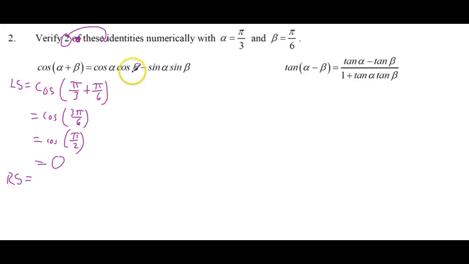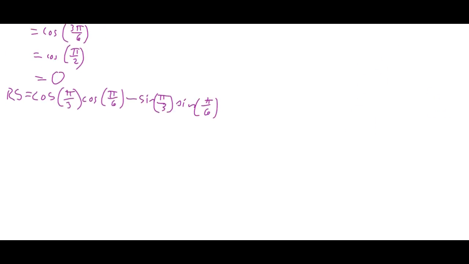So the right side is cos alpha. I do have to get my pen positioned on the tablet. So the cos of alpha, cos pi over 3, cos beta, cos pi over 6, minus, it's interesting, you don't have to memorize these, they're on the formula sheet, minus sine alpha, so the sine of pi over 3, sine beta, sine pi over 6. I have to do little tablet tricks here.